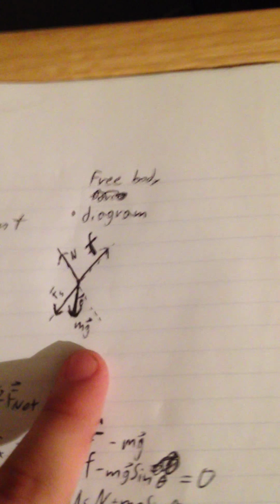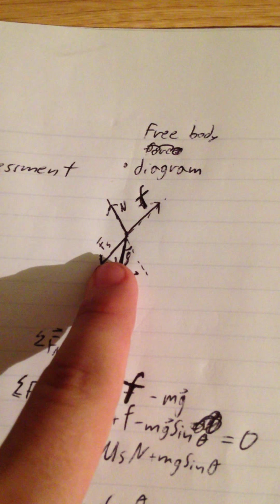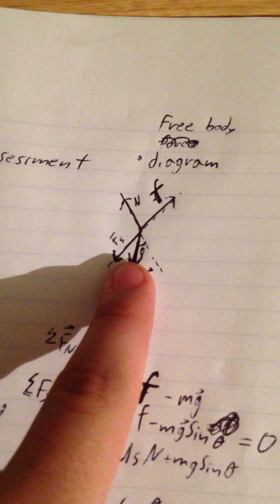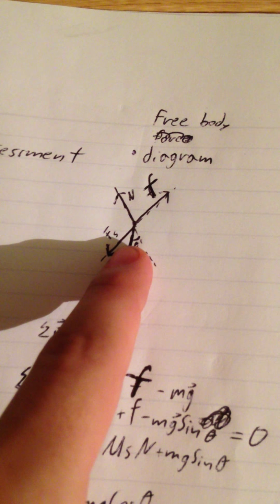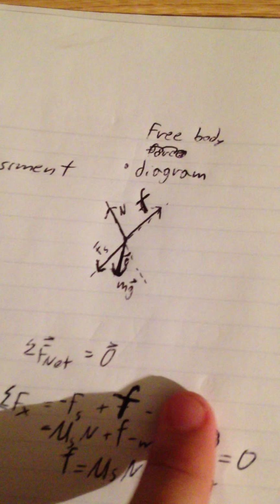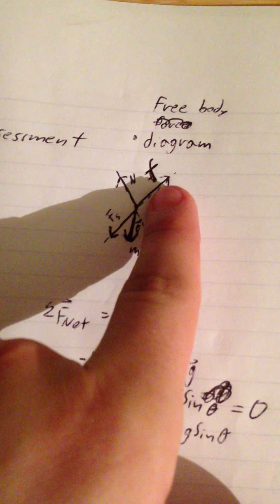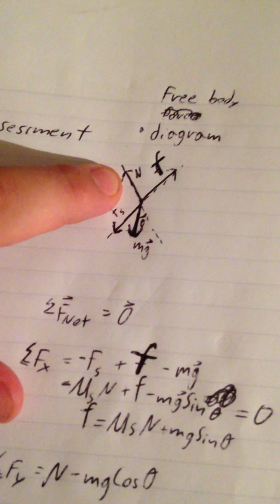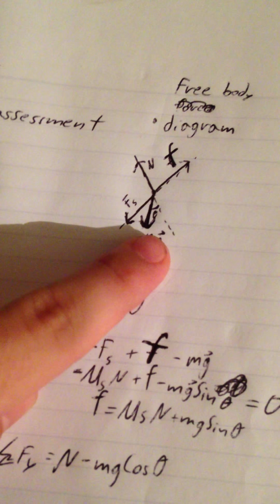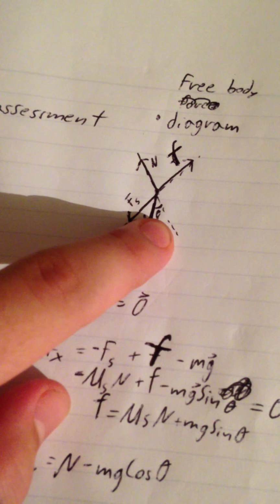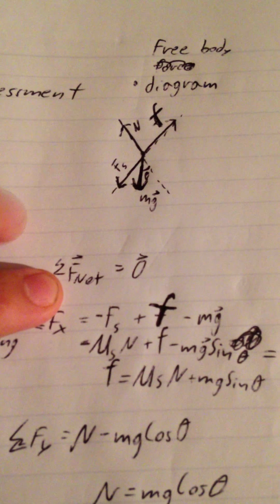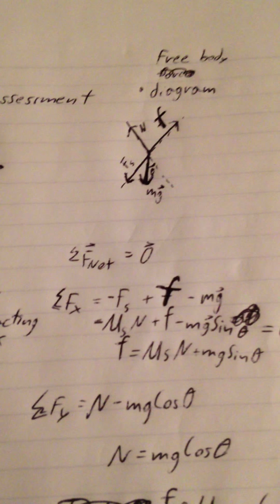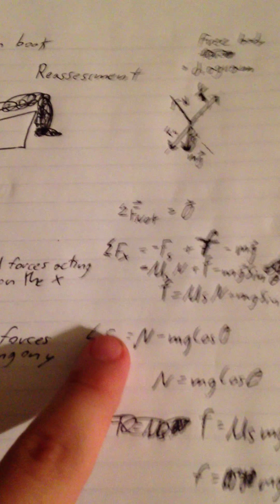There's your free body diagram. You have your force of static friction, which is mu of s, and you have your normal force coming up here, and your force of gravity coming down, with theta being 15 degrees. Your sigma F net is equal to 0 because there's no acceleration.